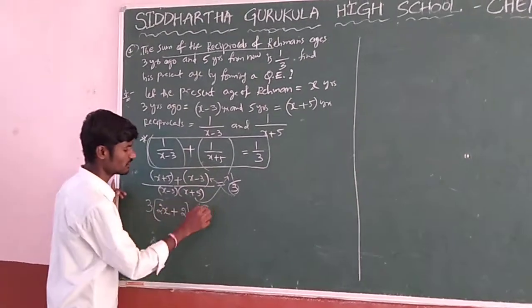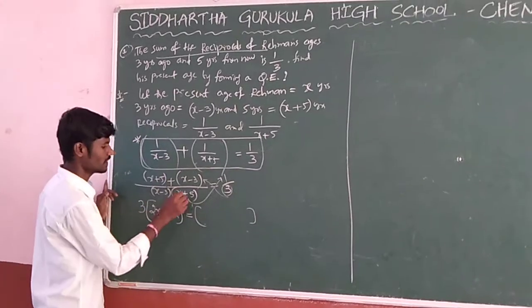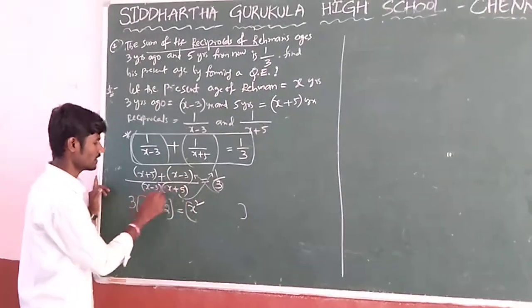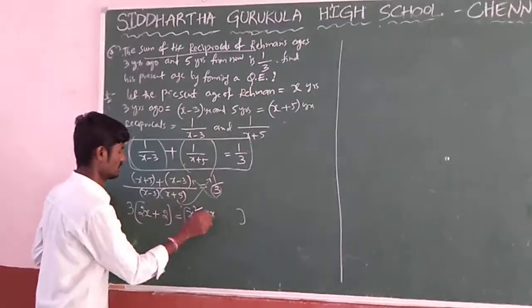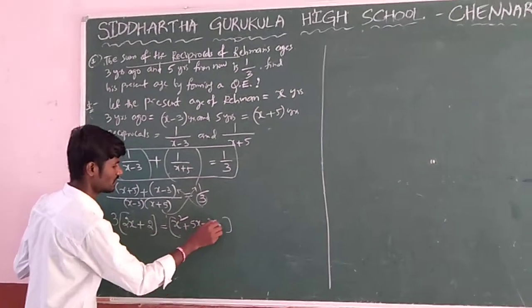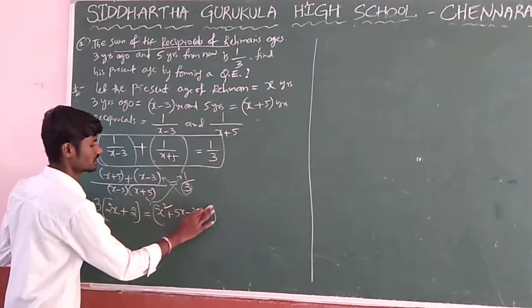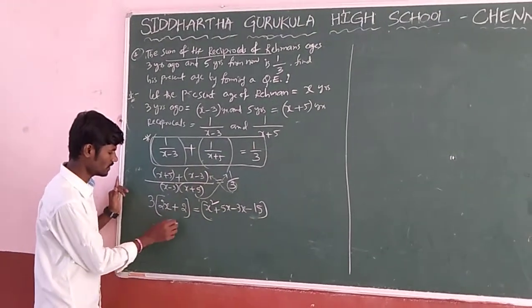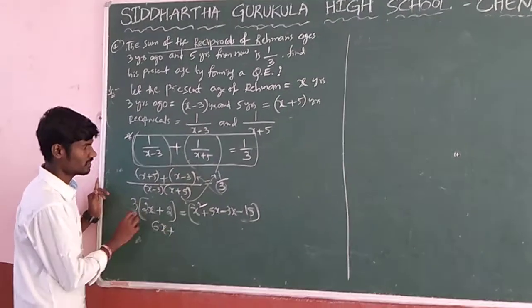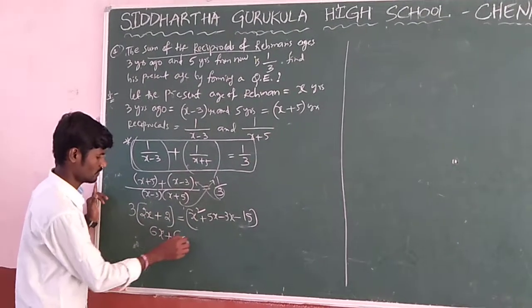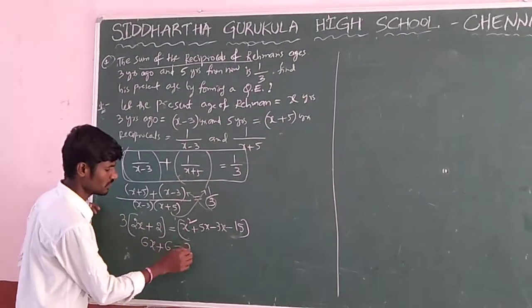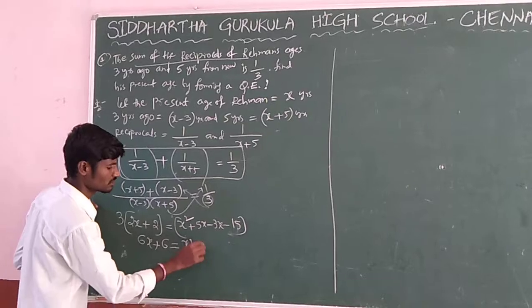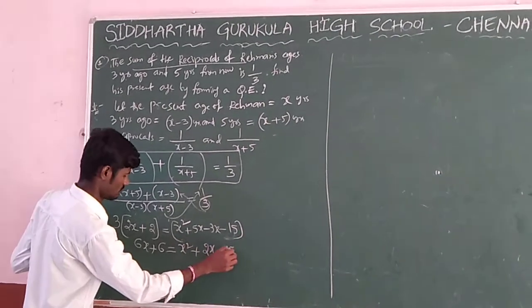(x minus 3)(x plus 5) means if you do x into x, x square, x into 5, 5x. Next minus 3 into x, minus 3x. Minus into plus, minus 3 5s are 15. That's it. If you reduce it, 3 into 2x, 6x, plus 3 into 2, 6 equals x square, 5x minus 3x, 2x minus 15.